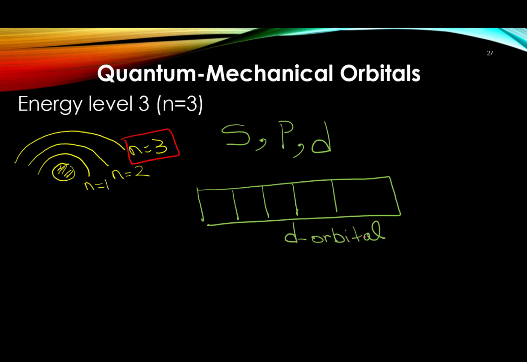And we could have a maximum of 2 electrons in each orbital.